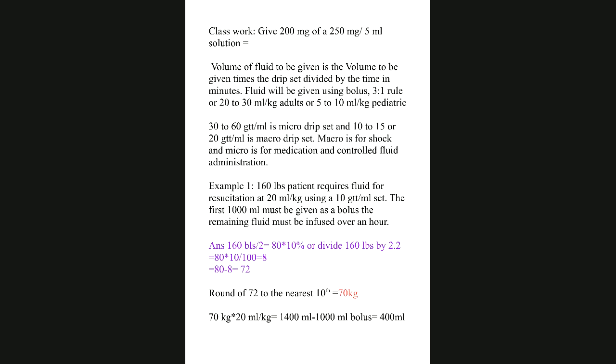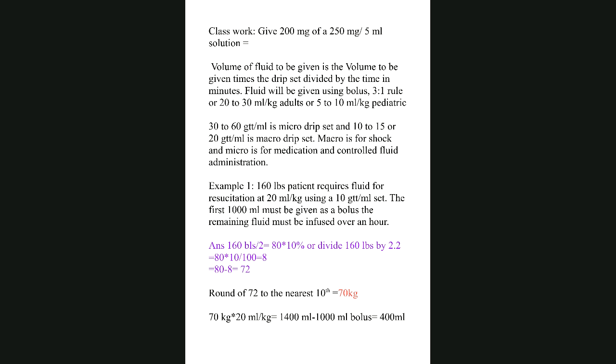140 divided by 2.2 is 63 kilograms, but you convert it to the nearest 10. So since it is less than 65, you just say 60 kilograms. Basically it is 20 mil per kilogram, so 60 kilograms times 20 is 1,200 mil. All right, good. That's exactly the process.